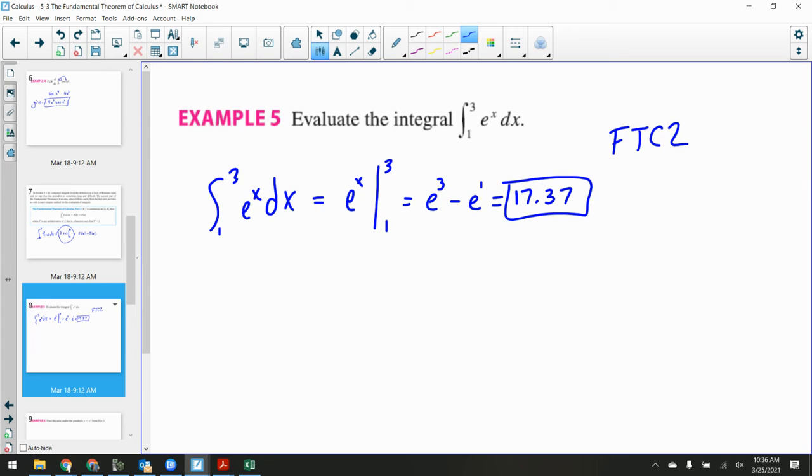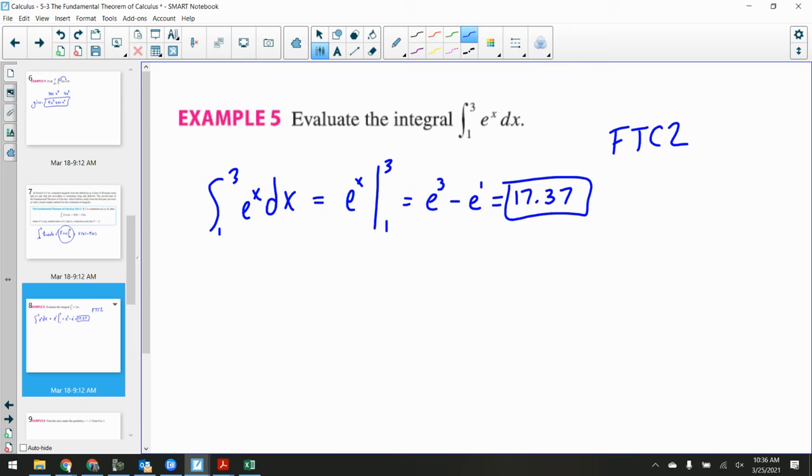And remember, that's the area underneath the curve. Think about e to the x, the exponential function, and I'm going from 1 to 3. It's 17.37 units underneath, going from 1 to 3, underneath the curve to the x-axis. That's the area underneath that curve.